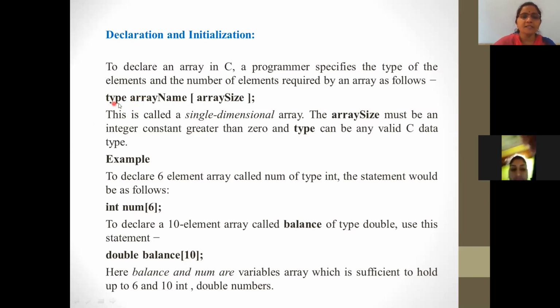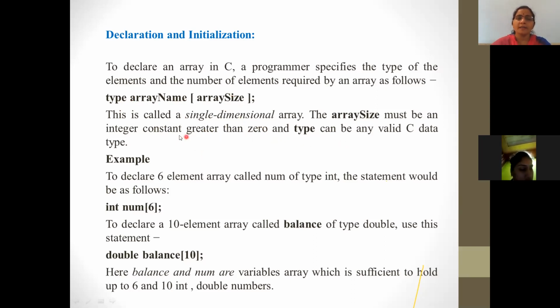How to declare the array? Type means any valid data type in C language. Array name means the name of the array, which is like any valid C variable name. Into the square bracket, you have to provide the array size, meaning how many elements or numbers you want to store under that particular array. This is called a single dimensional array. Array size must be an integer constant greater than 0, and type can be any valid C data type.